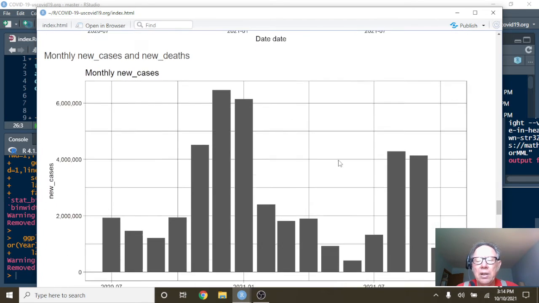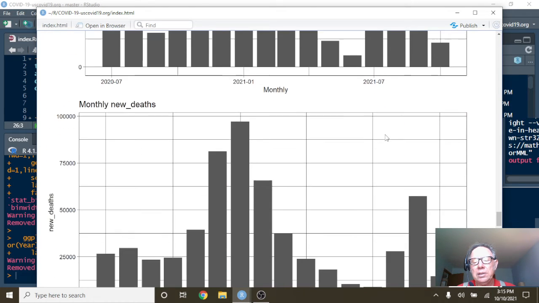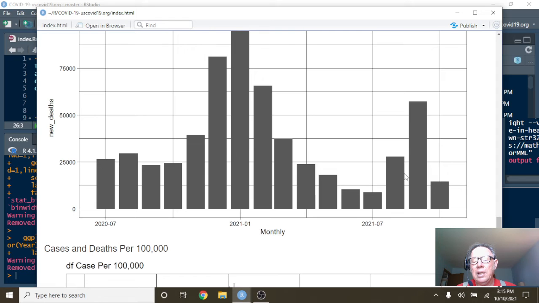Okay? What about monthly cases? What you can see here is that August and September were the fourth and fifth most cases months so far for cases. And again, September was the fourth most month for deaths. And August deaths were actually a little lower. They were below these numbers here.